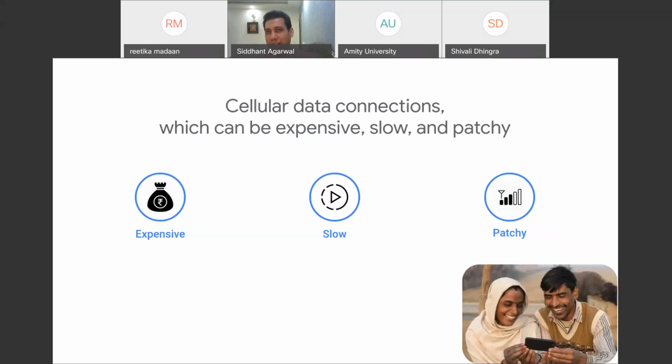Oftentimes I have seen companies, whenever they are experimenting on a new feature or a new product, think of offline as an edge case scenario. Okay, if things go offline, this is the backup mode. However, for these users, the backup is the primary thing.